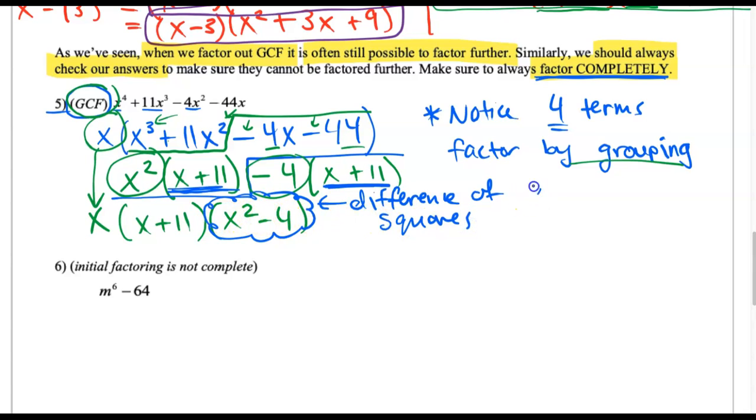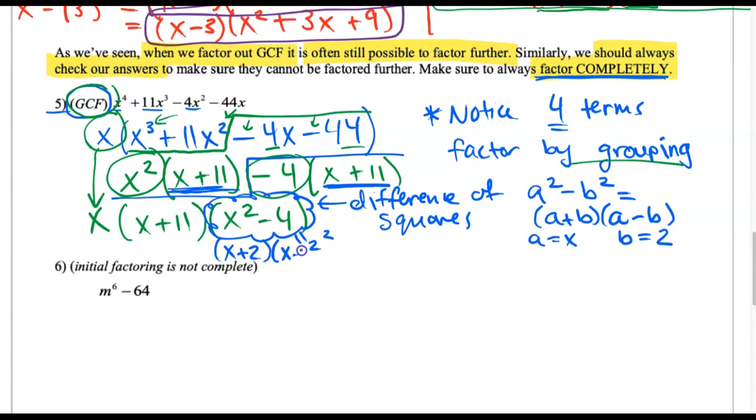So this follows this formula, a squared minus b squared, which equals a plus b times a minus b. In this situation, a would be x, right? This is x squared, and b would be 2 because 4 is equal to 2 squared. So I can factor this into x plus 2 and x minus 2. So my final answer for number 5, I'm going to write it over here, was my GCF from the beginning, x, times the factor of x plus 11, times the two factors from x squared minus 4, which were x plus 2, x minus 2.